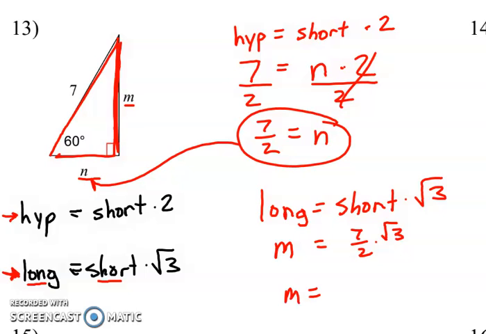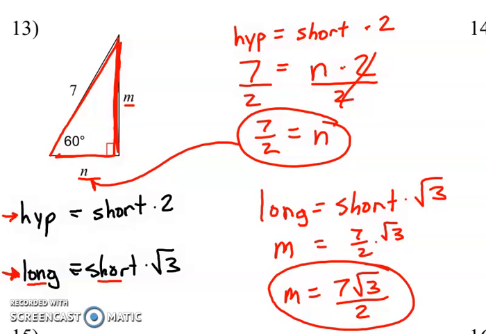So m equals 7 times the square root of 3, all divided by 2. And although that's not a real nice number to work with, and I could plug that in my calculator for an approximation, that is the most simplified radical form of m. So now we've been able to use both equations to solve for both of the missing sides.